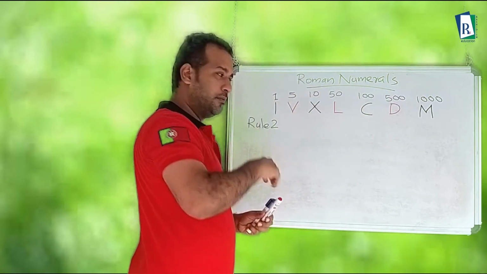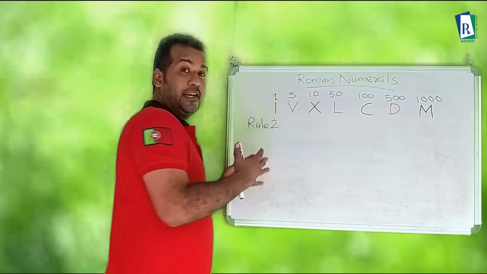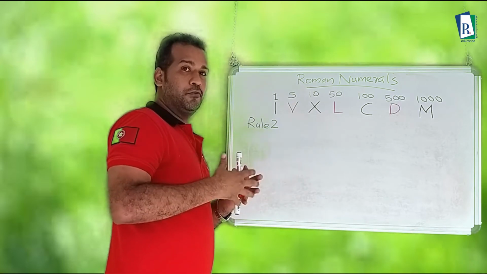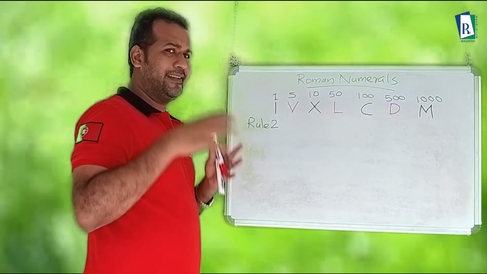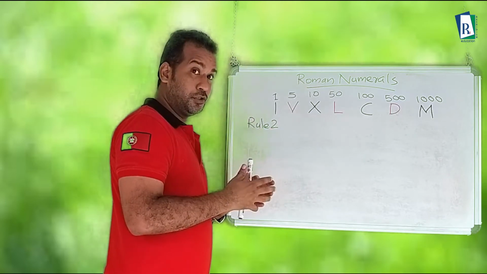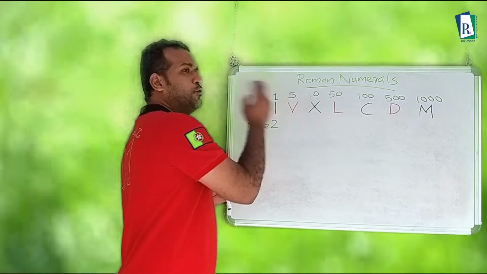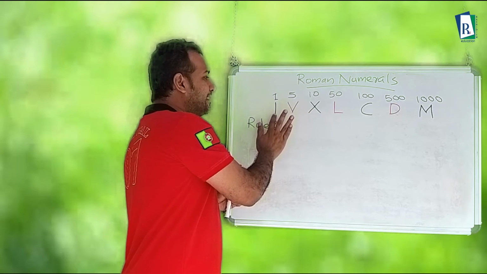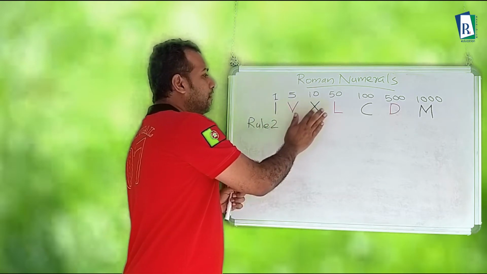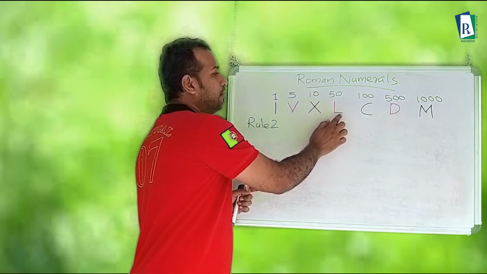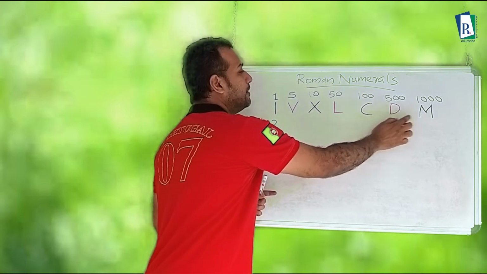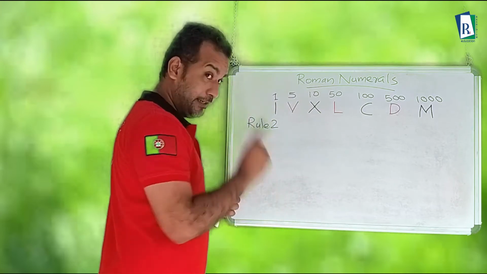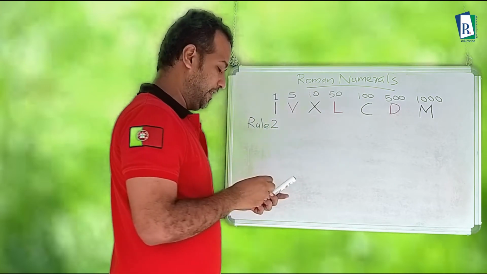So let's move to rule number 2. When we are writing a number by using 2, 3 or 4 Roman numerals, how can we write? That also we should understand. So when we are writing 2 numerals, while writing this number and this number, or this and this, like that, same rule but small changes.